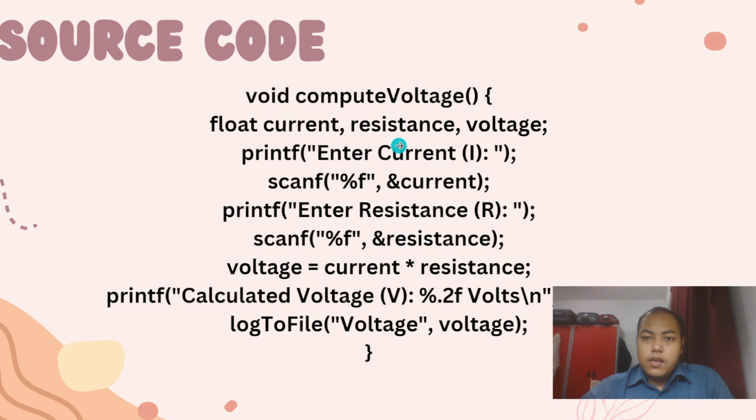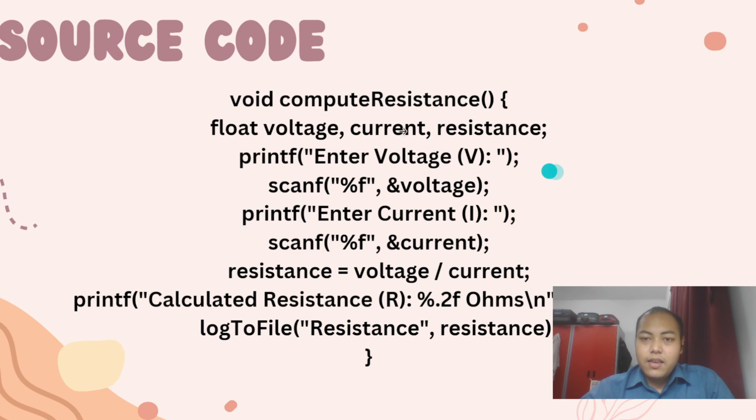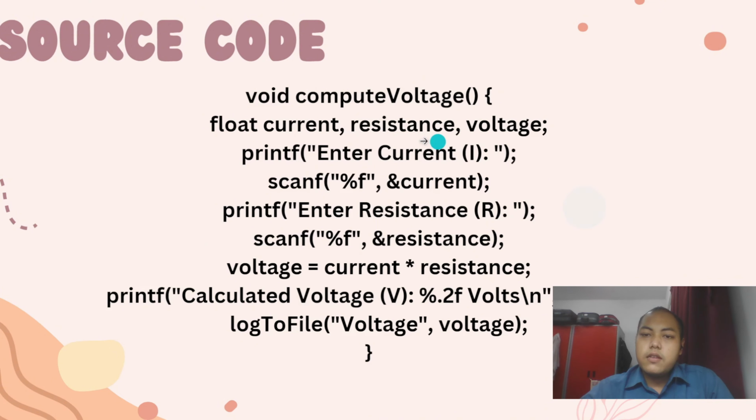This is the third one, which is to compute the current, and this one is the fourth one, the last one, compute the voltage. For the fourth one, to compute the voltage, it calculates voltage using voltage equals current times resistance. It takes current and resistance as inputs and outputs the voltage.